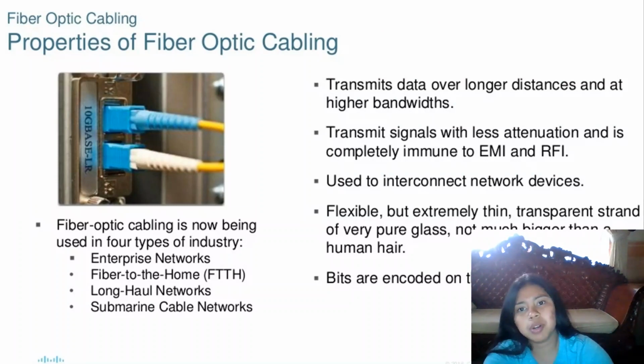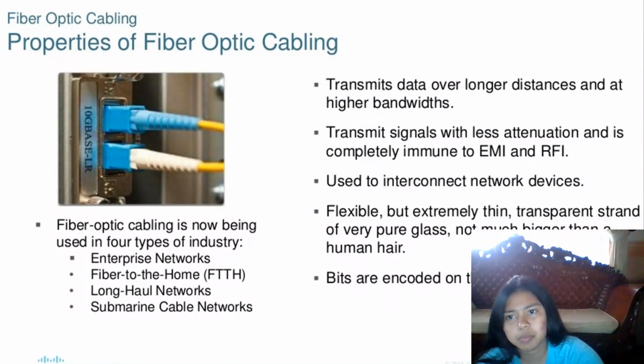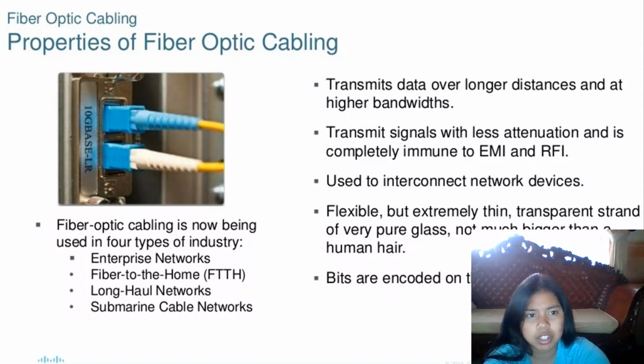Properties of fiber optic cabling. These are the properties of fiber optic cabling. It transmits data over longer distances and with higher bandwidth.